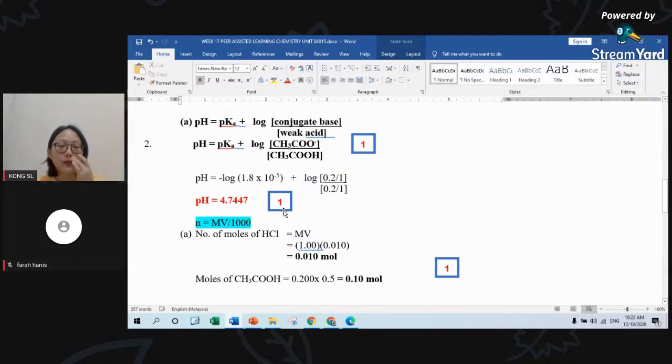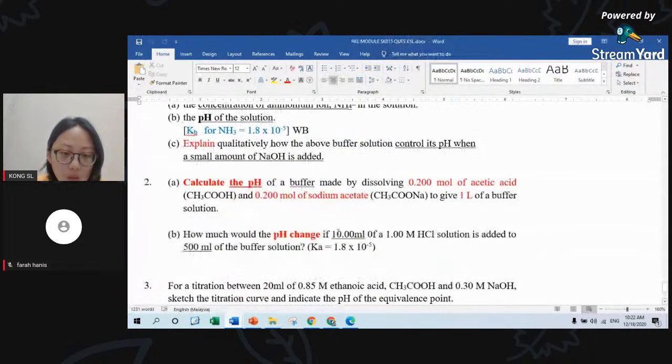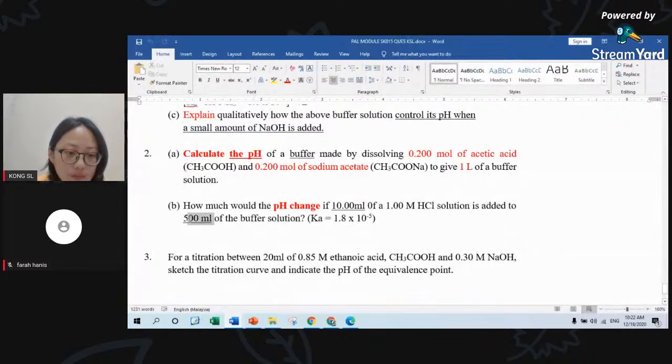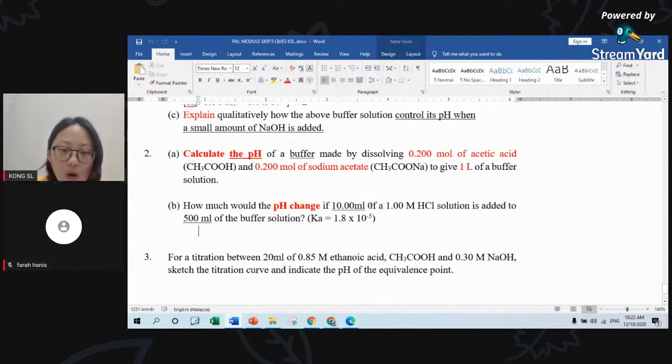And then now you check for the number of mole, because the question will proceed when the strong acid is added. So over here, you need to find the concentration again, because the volume is changed. Based on this question, the volume over here is 500 ml, and then 10 ml of strong acid is added. Initially, the concentration of the buffer solution for the acetic acid and the sodium acetate is 0.2 over 1, meaning 0.2 molar. But now the volume is changed.